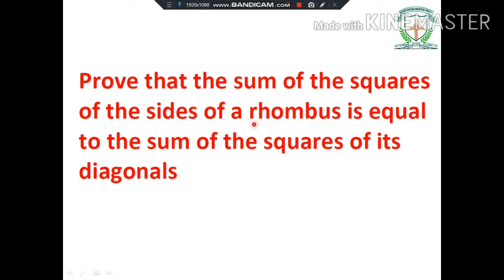Rhombus is a quadrilateral having all the sides equal. And also one more property. Do you remember the property of diagonals? Yes, the property of diagonals is that the diagonals of a rhombus bisect each other perpendicularly. Dear children, we need to use this property to solve this problem.